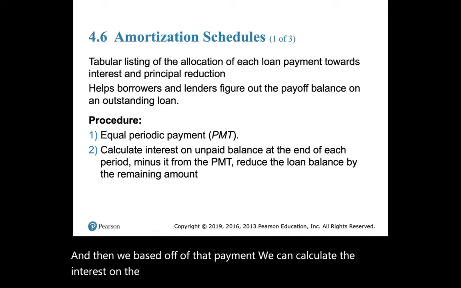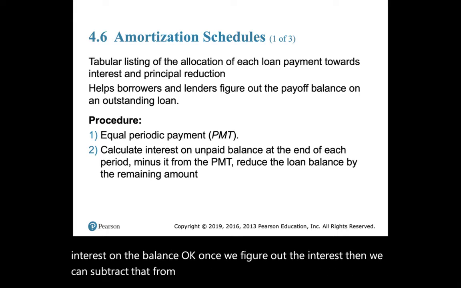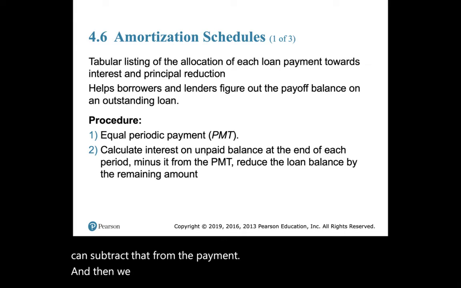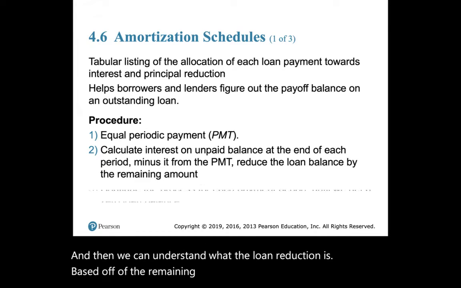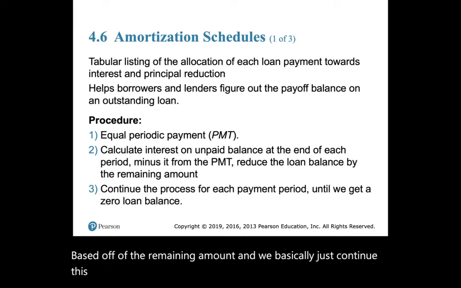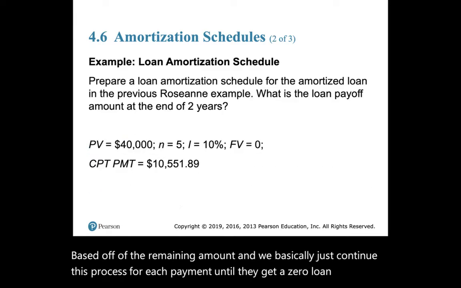And then based off of that payment, we can calculate the interest on the balance. Okay. Once we figure out the interest, then we can subtract that from the payment, and then we can understand what the loan reduction is based off of the remaining amount. And we basically just continue this process for each payment till we get a zero loan balance. So what does that look like?